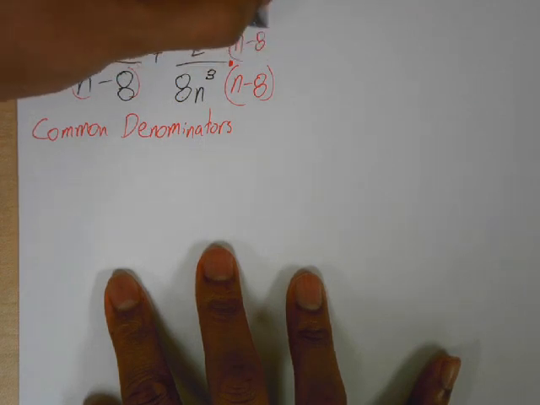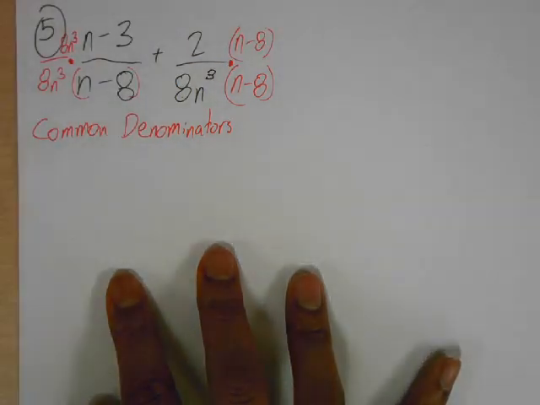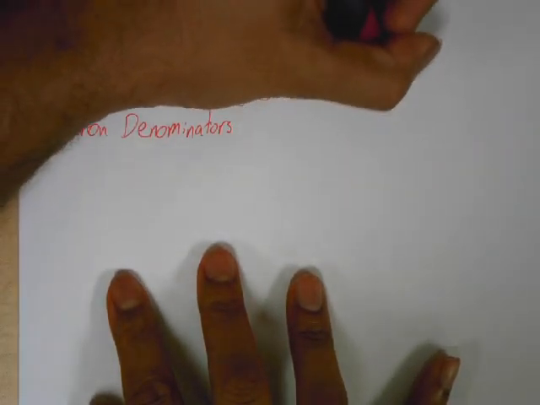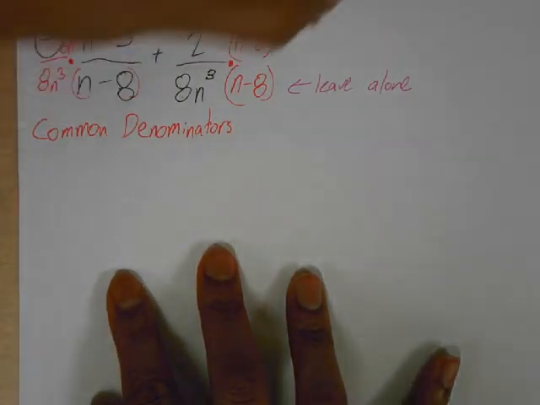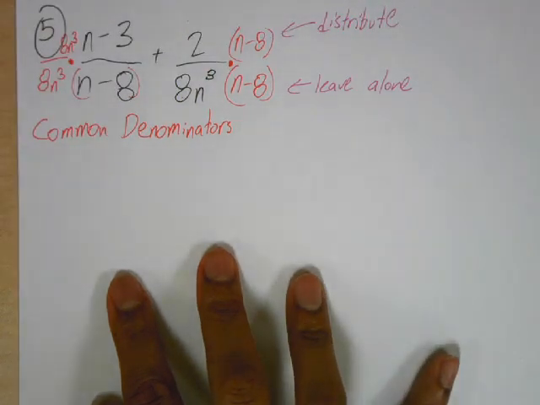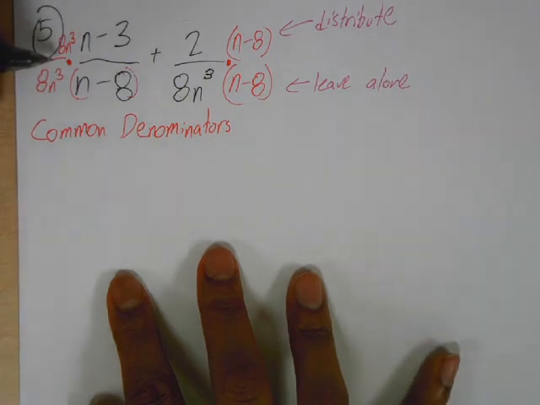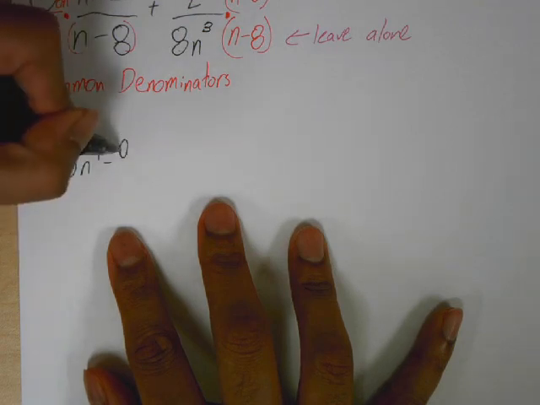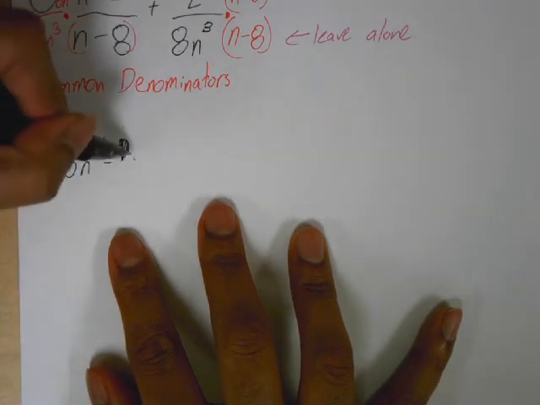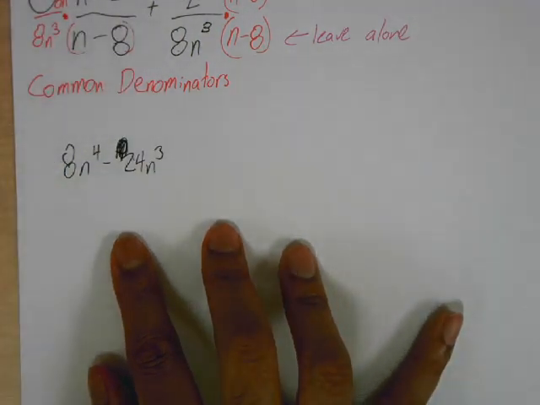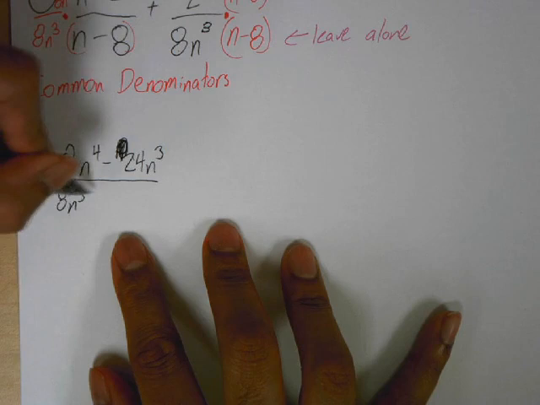Now, here's the good news, guys. You don't actually have to multiply out the bottom. So I'm going to make a note. Let's leave that alone. Okay, and we do need to distribute the top. So if I distribute out the top, here's what we're going to get: 8n to the 4th minus 24n cubed, divided by 8n cubed times (n minus 8).